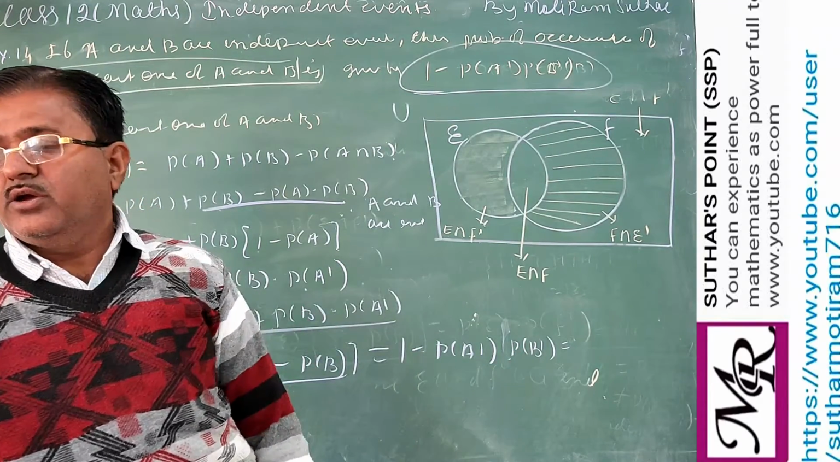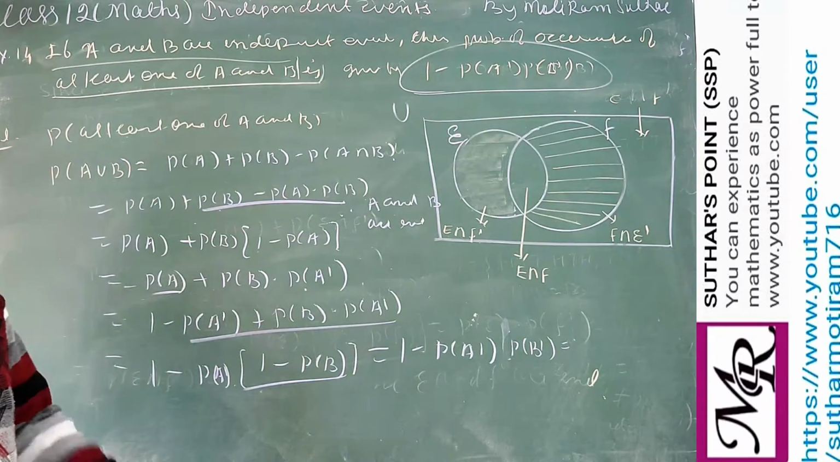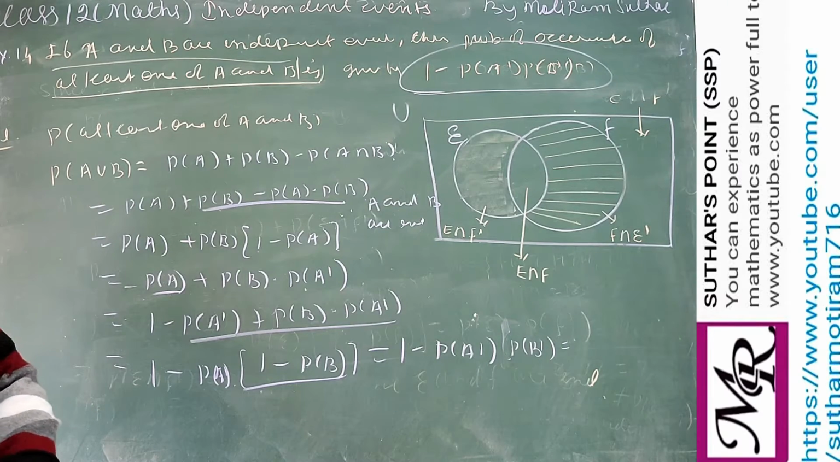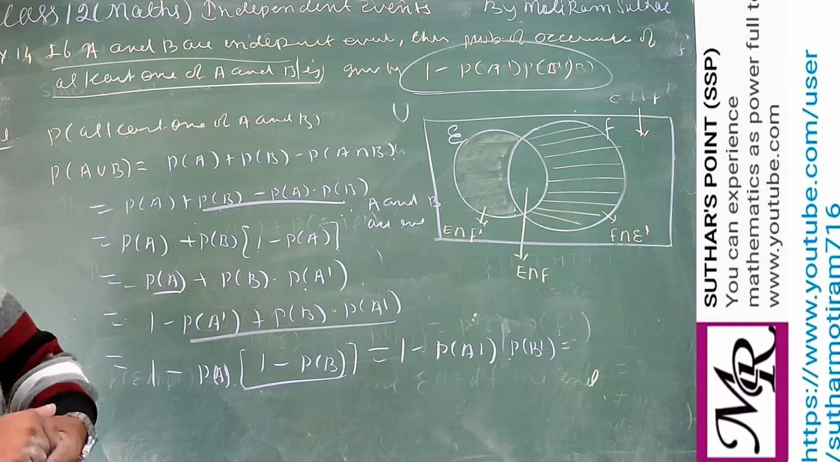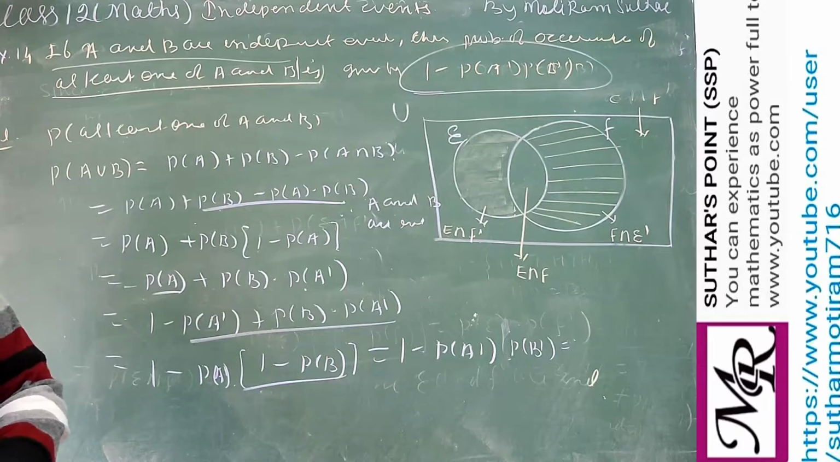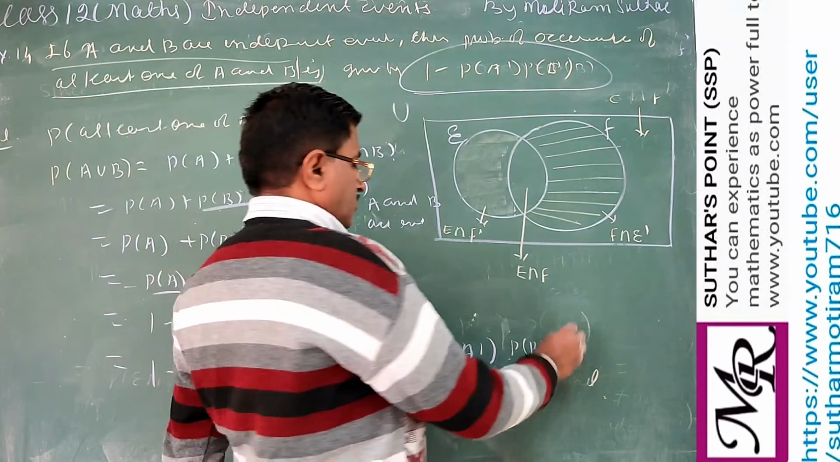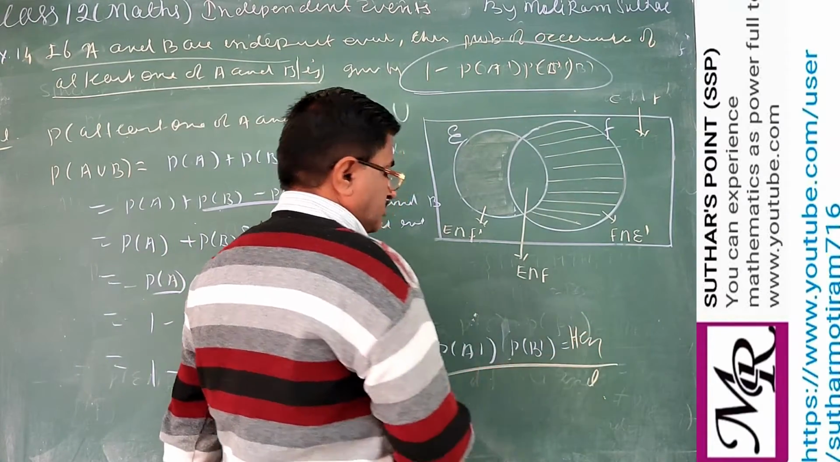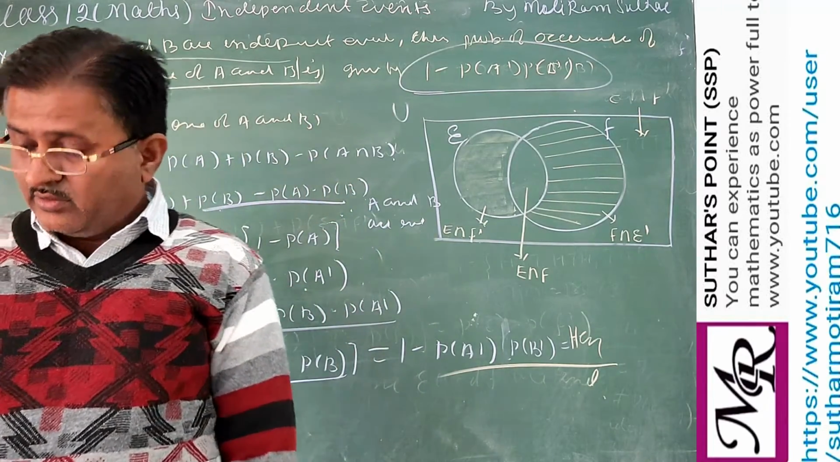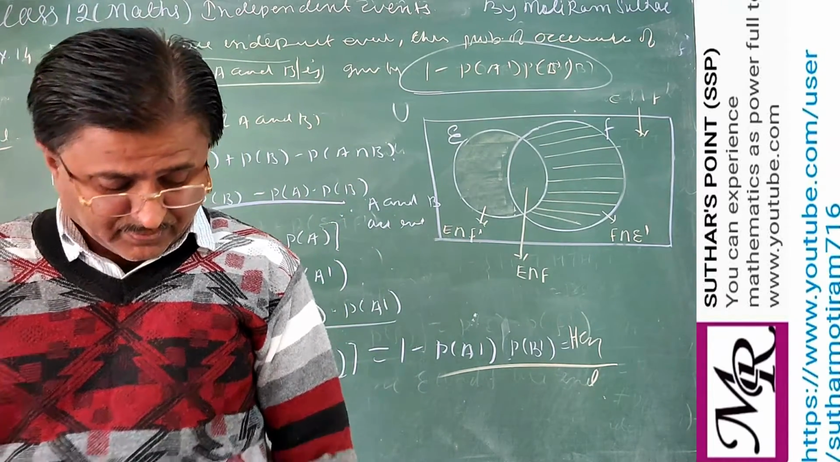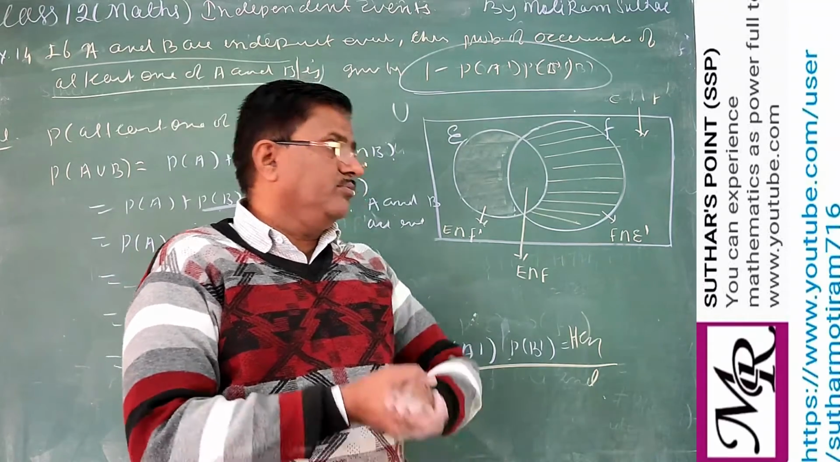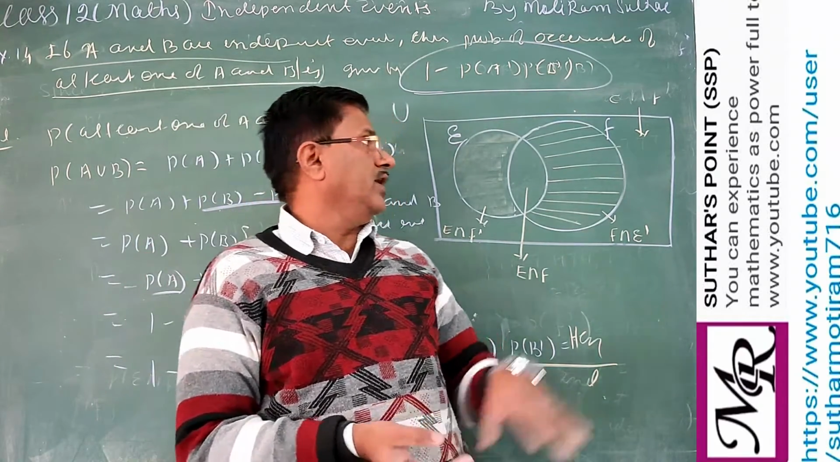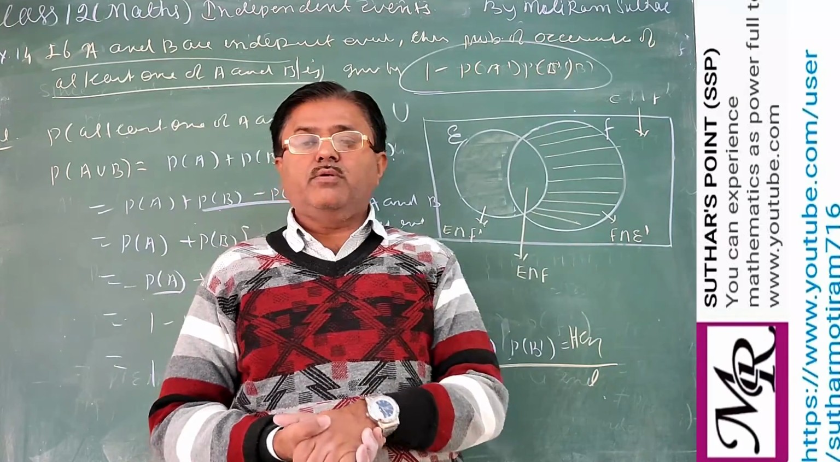So in this way one can prove that the probability of this event, at least one of them, is given by this. So it is true. This result is very important, students, and we can use it in further problems.